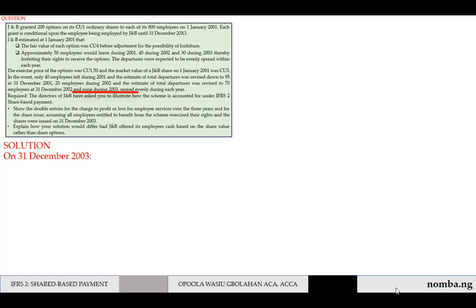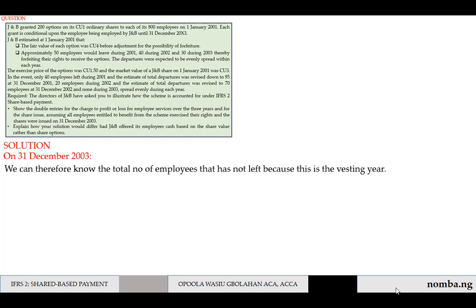They told us that none left during 2003. Therefore, we can know the total number of employees that has not left, because this is the year where it will vest. Based on the information we were given, 40 actually left in 2001, 20 left in 2002, and none left in 2003. So in 2003, there's no need for an estimate because that's the actual. That is when it will vest, so we can know what has happened.